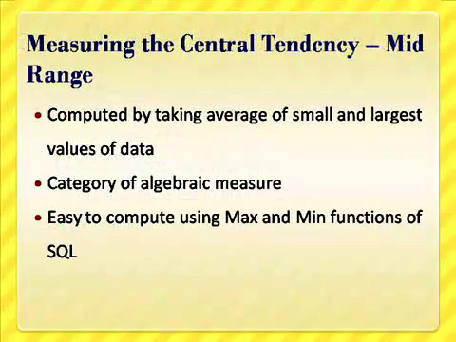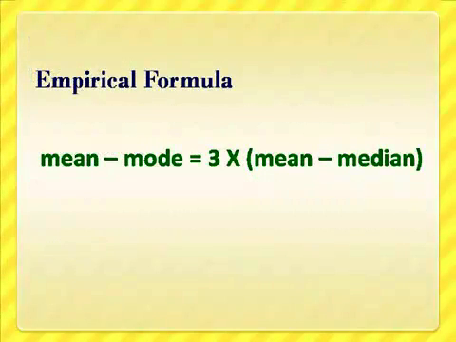Then the fourth kind of measure is called mid-range. This is computed by taking the average of the largest and smallest values in the data set. This mid-range is an example of an algebraic measure and it can be computed very easily using SQL aggregate functions like max and min.